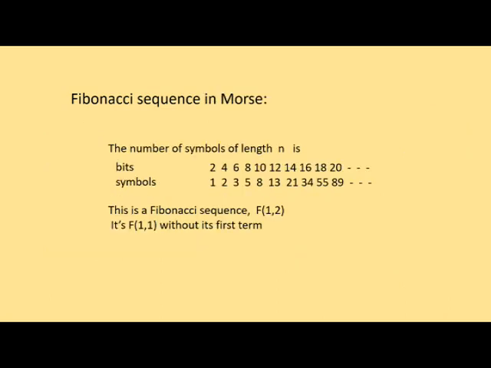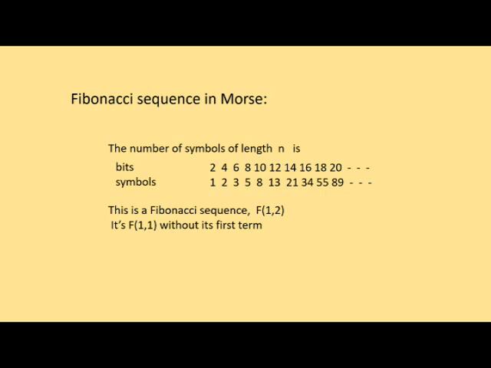If I do my book work, I find the number of symbols of length n is as follows. For n equals 2, I have one symbol. For n equals 4, I have 2. N equals 6, I have 3. N equals 8, I have 5. N equals 10, I have 8, and so on.